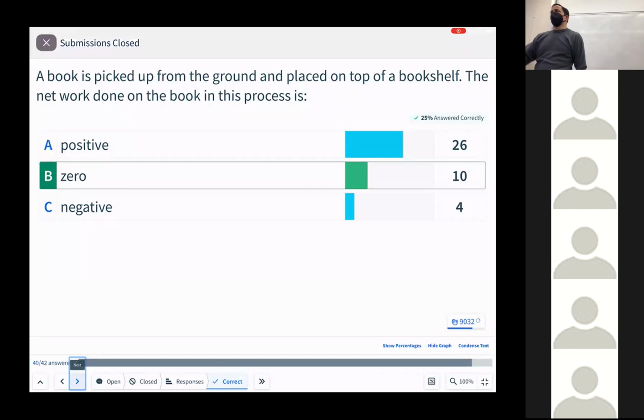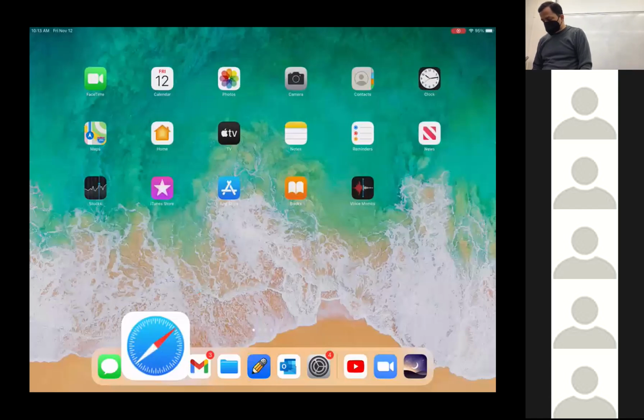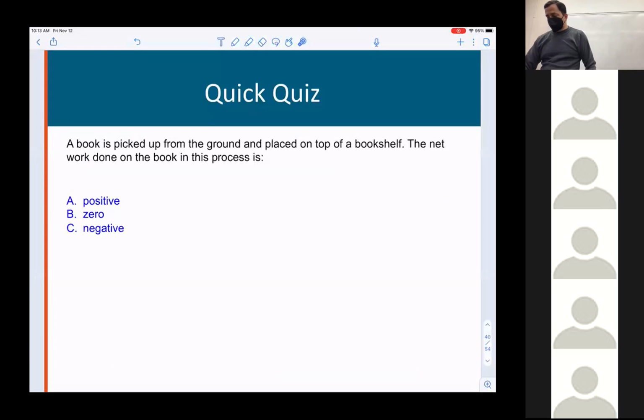So there's the force that you are lifting it up with. What else is there? Gravity, right? So there are two forces acting. You're doing some work, and gravity is doing some work. The question is not asking how much work you are doing. It's not asking how much work gravity is doing. It's asking what is the net work done on the object. And what do we know about the net work?